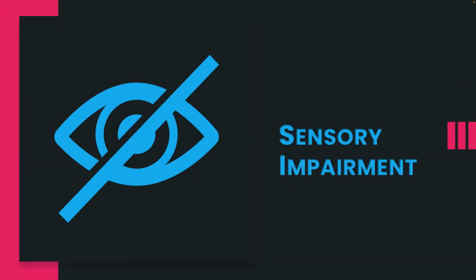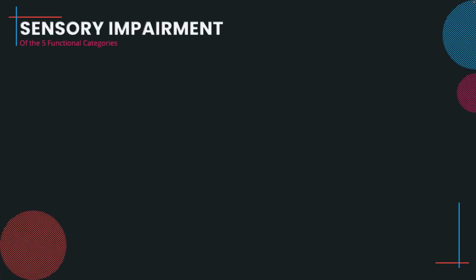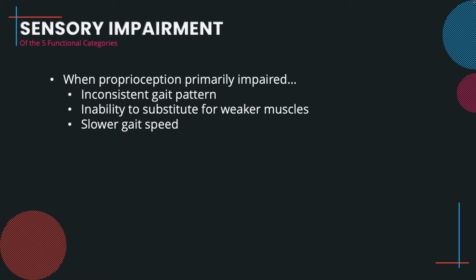So next we're going to touch on sensory impairments and how they can affect your gait. Sensory deficits are most often seen concomitantly with weakness, but they can also occur in isolation, particularly in people that have spinal cord injuries. A lack of proprioception would prevent the patient from knowing the position of their hip, knee, ankle, or foot, and the amount of contact that they have with the ground.